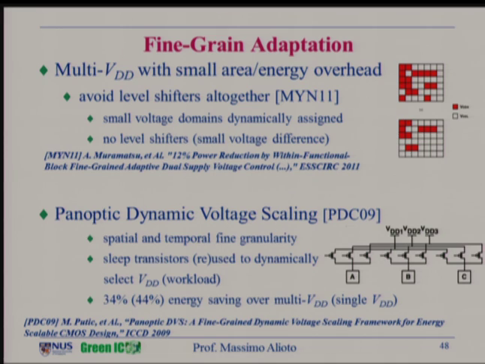Also, we can mention panoptic dynamic voltage scaling, where each block, A, B, C, is powered with one of the available voltages, and each block is powered every time, by tracking the workload, at the very minimum voltage that still permits to meet the performance requirement.